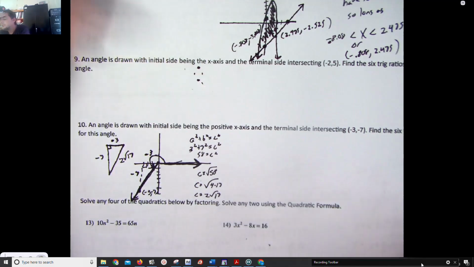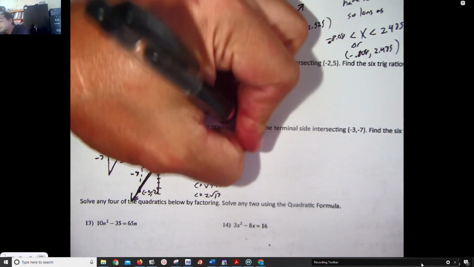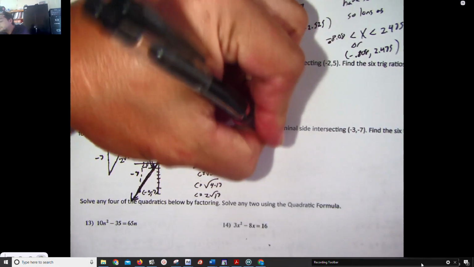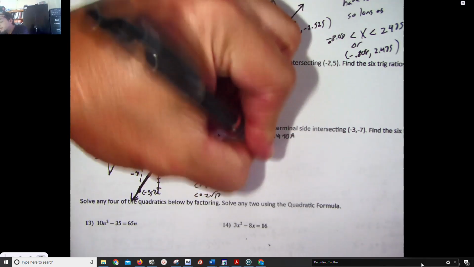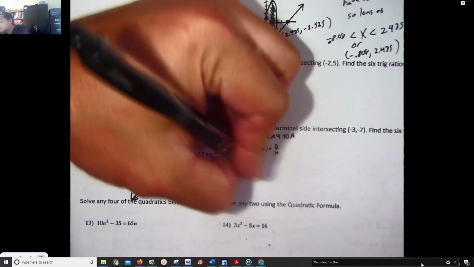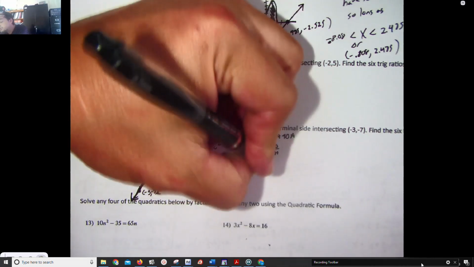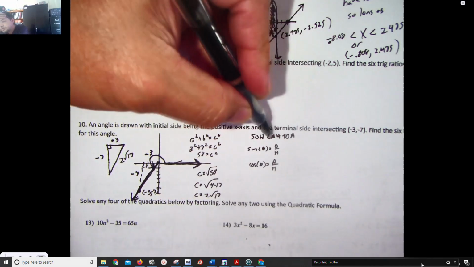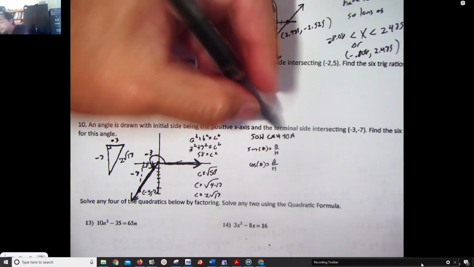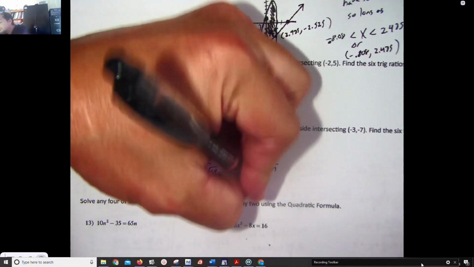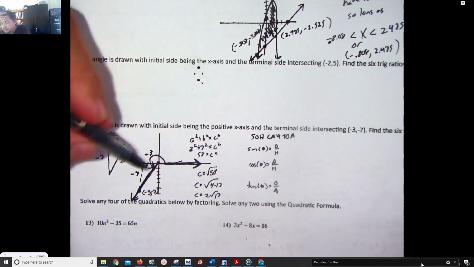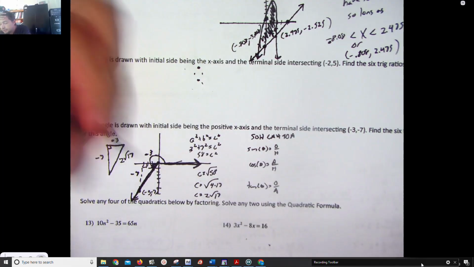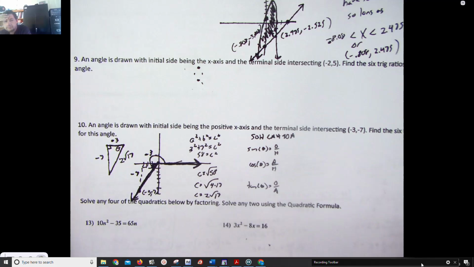Now, I asked for the 6 trig ratios. These are on your form quizzes. You start with SOHCAHTOA. Sine of an angle is opposite over hypotenuse. Cosine of an angle is adjacent over hypotenuse. That comes from SOHCAHTOA. The tangent of an angle is opposite over adjacent. So when you do these, your angle is right there with the x-axis.